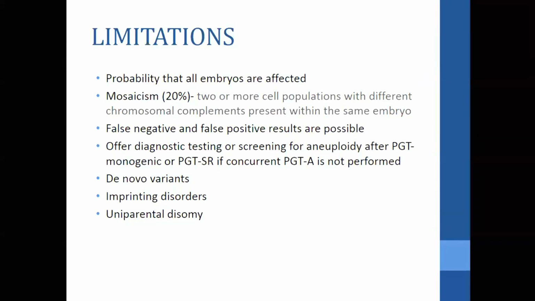Sometimes there can be de novo variants. There are certain disorders that are not present in the family, but they may arise in the fetus. Those are new disorders for the family, so that possibility will always remain. Some imprinting disorders can also occur after IVF. It is said that the risk of imprinting disorders increases in IVF babies as compared to natural conception. And some cases can have uniparental disomy.